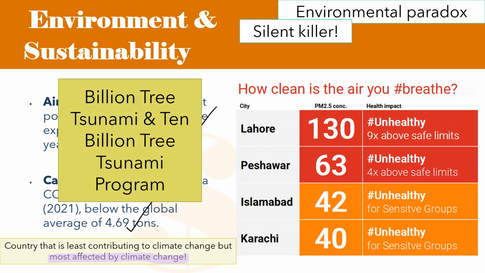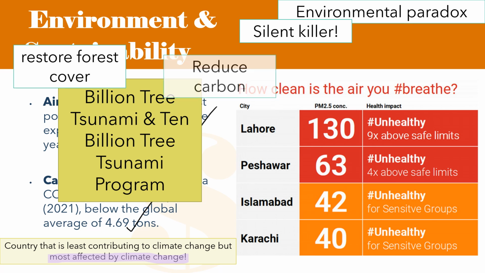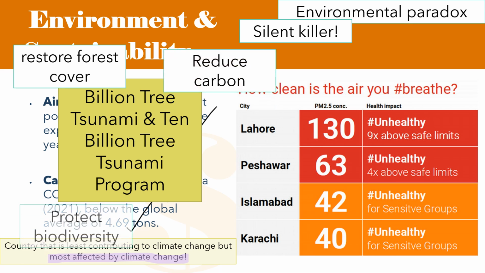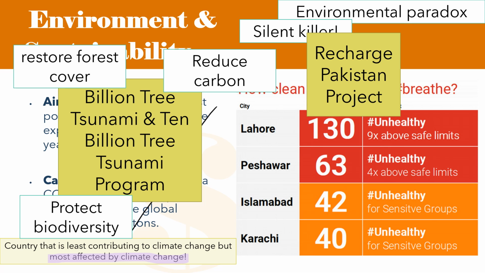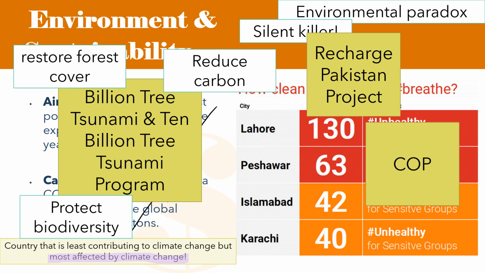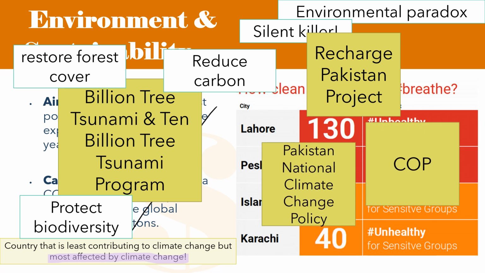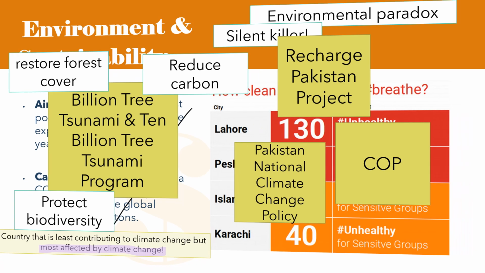In recent years, the country has launched several bold initiatives to combat climate change and build resilience. The Billion Tree Tsunami and 10 Billion Tree Tsunami program have planted billions of trees nationwide, aiming to restore forest cover, reduce carbon, and protect biodiversity. Similarly, other measures include the Recharge Pakistan project, UN climate change conferences, and Pakistan's National Climate Change Policy that prioritize renewable energy, water conservation, and disaster preparedness.